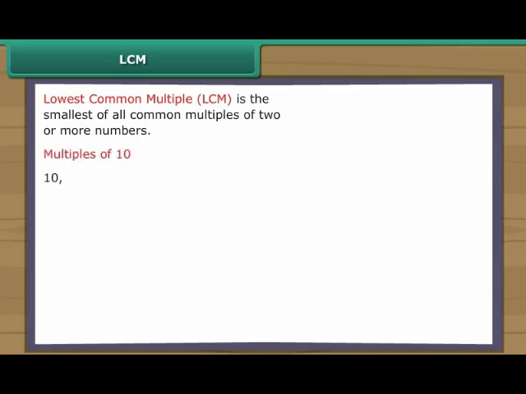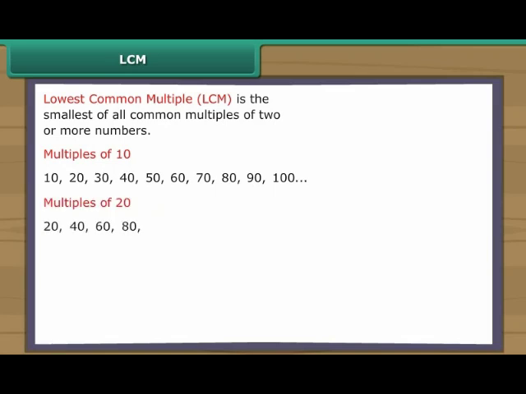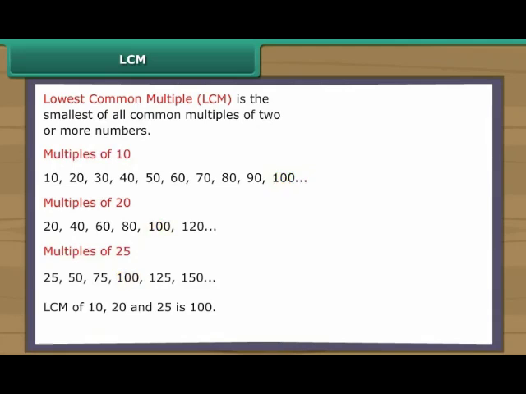Multiples of 10 are 10, 20, 30, 40, 50, 60, 70, 80, 90, 100 and so on. Multiples of 20 are 20, 40, 60, 80, 100, 120 and so on. Multiples of 25 are 25, 50, 75, 100, 125, 150 and so on. The first common multiple of 10, 20 and 25 is 100. Therefore, LCM of 10, 20 and 25 is 100.